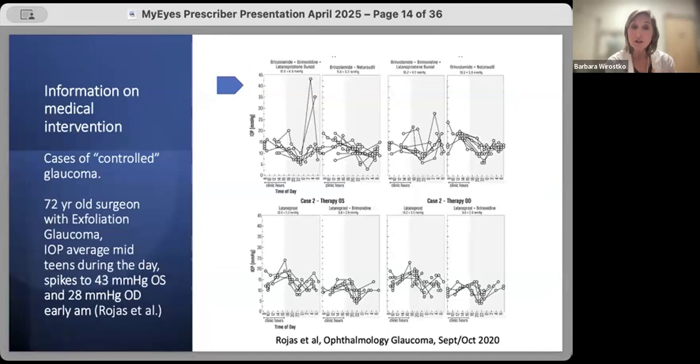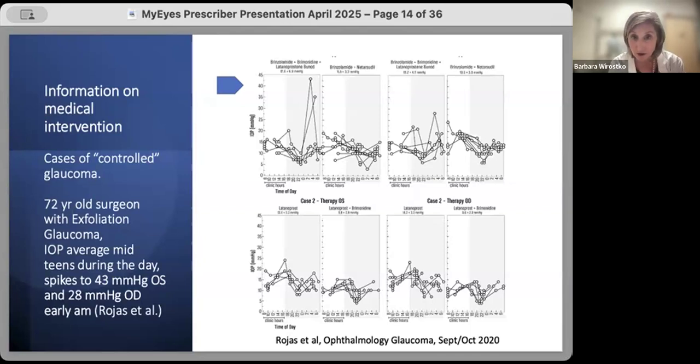This is a really interesting patient as well. So this was a study that was done out of Iowa. So this was Cy Maroy's fellow, I believe, Rojas, again published in Ophthalmology Glaucoma. And this was a surgeon who was on medical therapy. And you have his right eye on top, his left eye on the bottom. And every time he would come into the office, he was generally in the teens. So he had exfoliation. We've been finding exfoliation patients spike to a much greater degree and in the early waking hours. So he was actually spiking to 43 in his right eye.